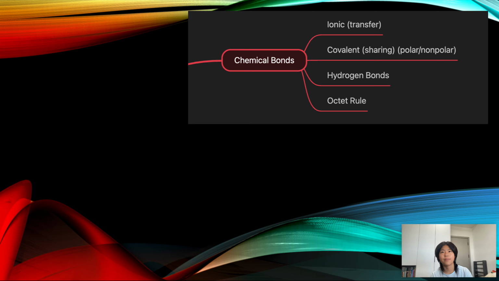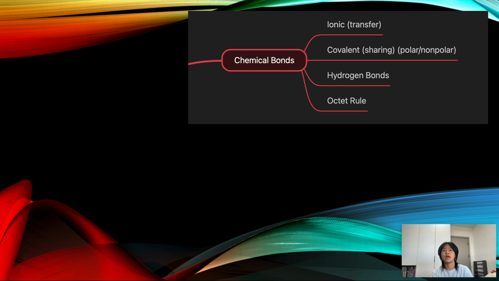So now let's talk about chemical bonds. Before we dive into the different types of bonds, let's talk about the octet rule. We have mentioned how atoms have electron shells. The octet rule basically states that every atom is most stable when it has 8 electrons in its outermost shell. So let's look at this with an example.